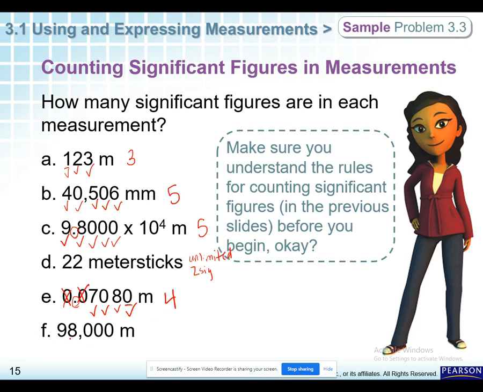And letter F, non-zero digits count. So then the zeros are not between non-zero digits, so that rule doesn't apply. They're not leading zeros, so that rule does not apply either. So these are trailing zeros. So for trailing zeros, I have to look for a decimal, and I don't see any. So since they're trailing with no decimal, these cannot count. So this only has 2 sig figs.